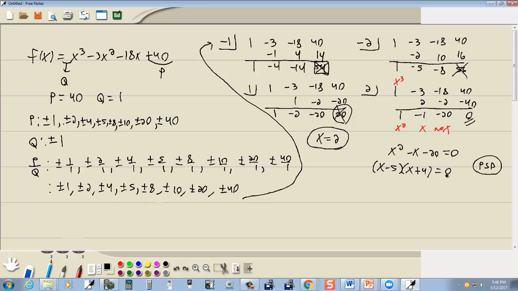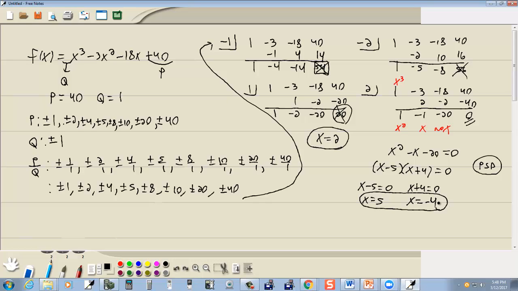Zero factor property. Get 0 on one side, you factor the other side, you set each factor equal to 0. So I got x minus 5 equal to 0 and x plus 4 equal to 0. Which gives us x equals 5 and x is equal to negative 4. Fundamental theorem of algebra says that your largest power tells you how many answers you're going to have, how many zeros. Our largest power is the third power, so that said we're going to have 3 answers.